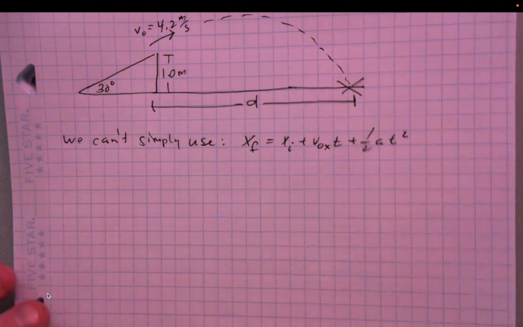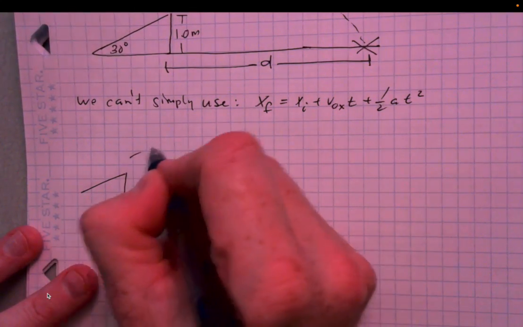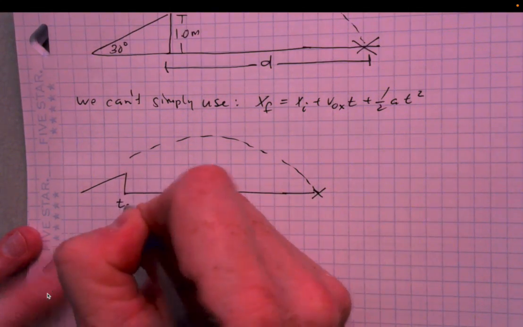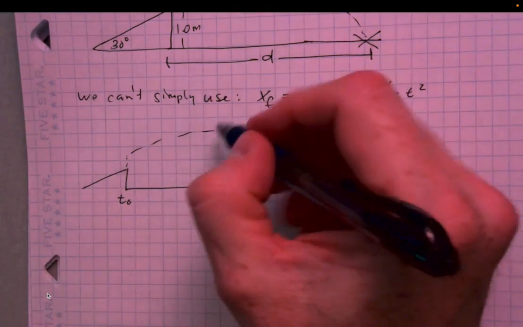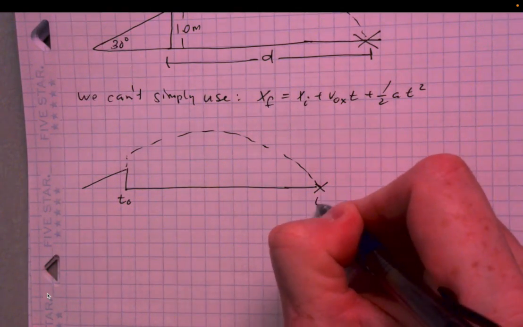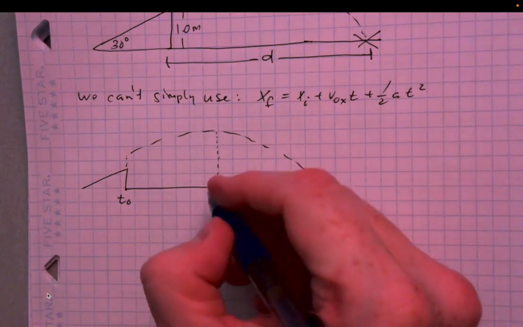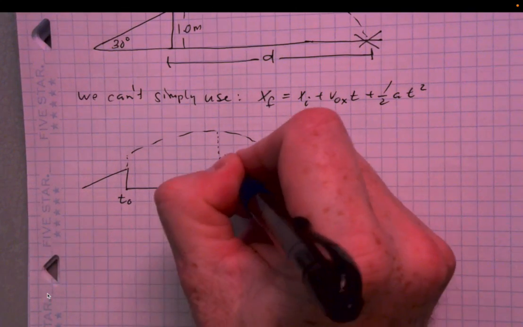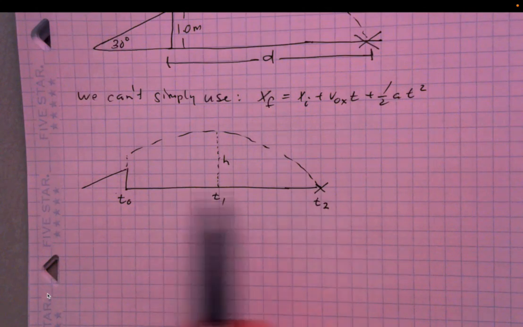So what I propose we do instead is we think about the problem in stages. So we leave the ramp, we crash down. Now let's call the moment we leave the ramp T0. And then the moment we crash down, let's call that T2. But in between, there's another time that's important that we can use, and that we'll call time 1. And that's the time that the skater is at the height of the trajectory, and I'll denote that with H.